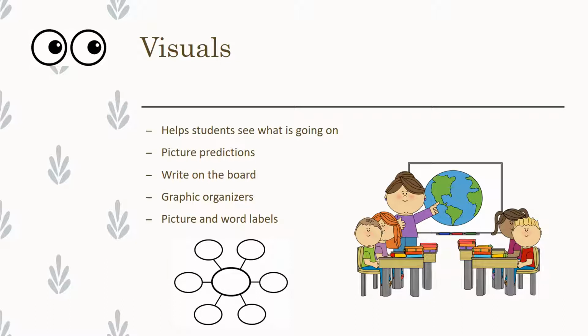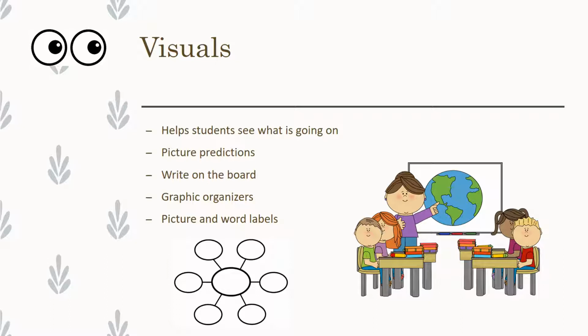One activity I liked was picture predictions. The students predicted what the story was going to be about just based on the pictures. This is a great way to give the student the challenge of the content without any of the confusing words that maybe they don't know.